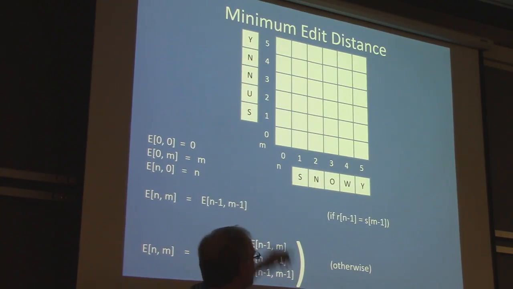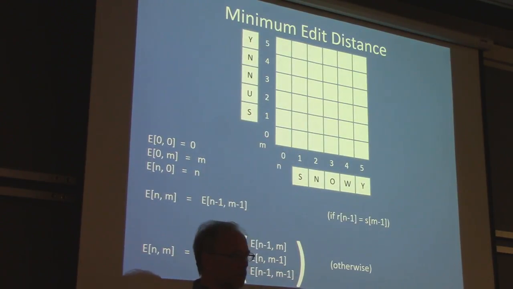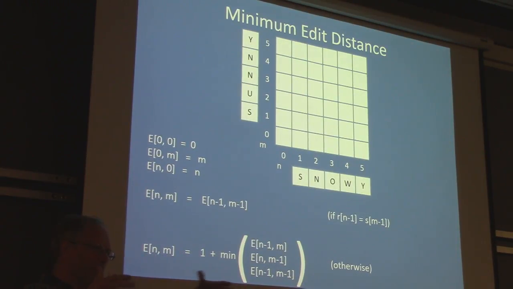What about by column? What if we started at 0 and did the first column up, and then the second column up? That works as well, because you're always going to have the thing to the left, the thing below, and the thing diagonally below filled in. So you can work your way up to the corner.